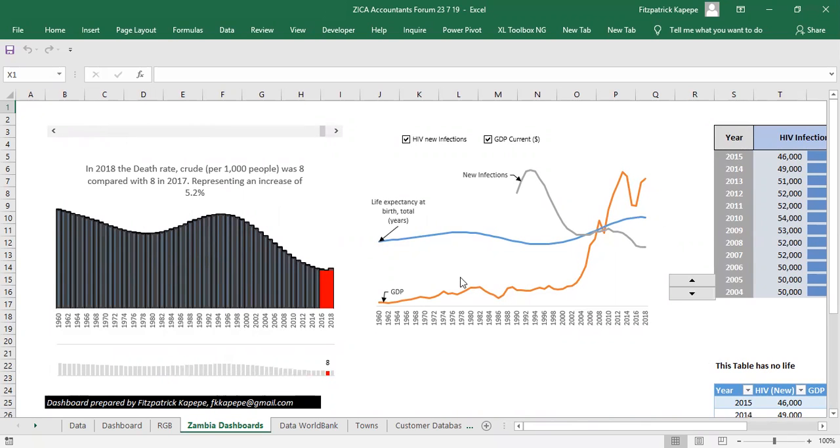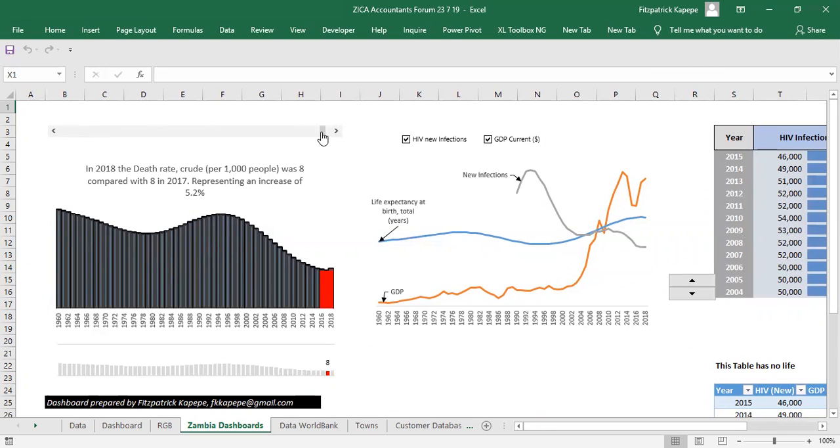Just want to show you how you can create a dashboard that has so much life. This is World Bank data that I extracted from 1960 to 2018 on Zambia. It basically shows the death rate per 1,000 people.